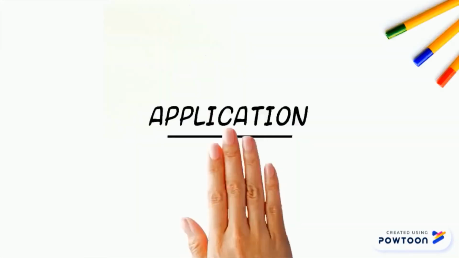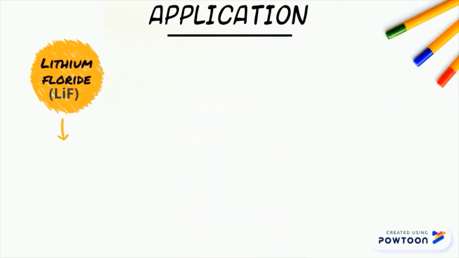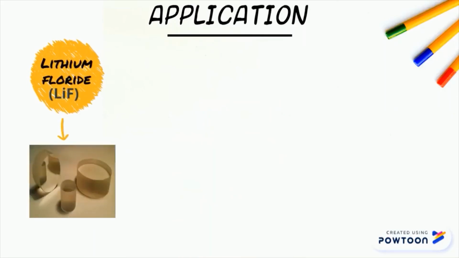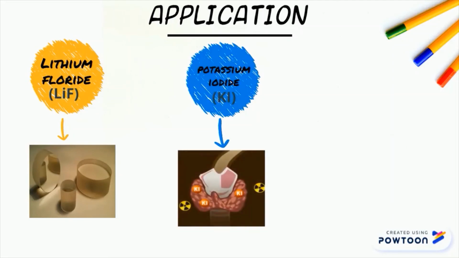Next, move to applications of ionic bonds. Lithium fluoride. Lithium fluoride is commonly used as plugs in ceramics and glassware. It also has been used as a powerful source for small long-life batteries. Potassium iodide. Potassium iodide can block absorption of radioactive molecules. It also has been used particularly on patients receiving radioactive treatments.